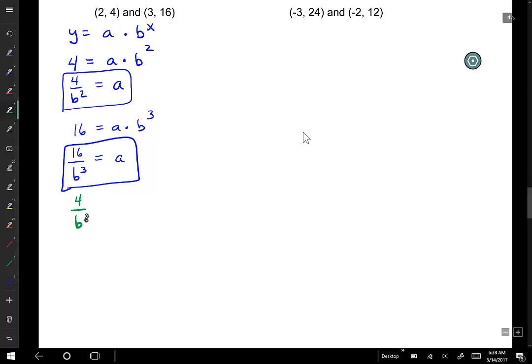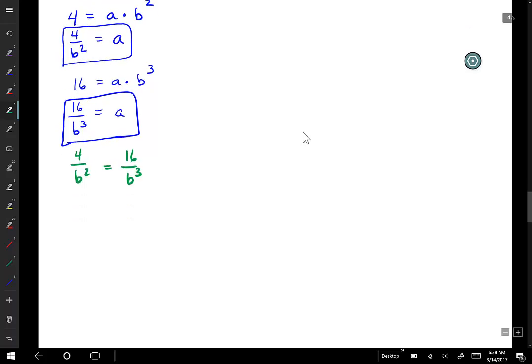4 over b squared equals 16 over b cubed. This is simple to solve. We're going to cross multiply: 4b cubed equals 16b squared. We're going to divide both sides by b squared and get 4b equals 16, and divide both sides by 4 and get 16 divided by 4, which is 4. Sorry about that, little brain freeze there.